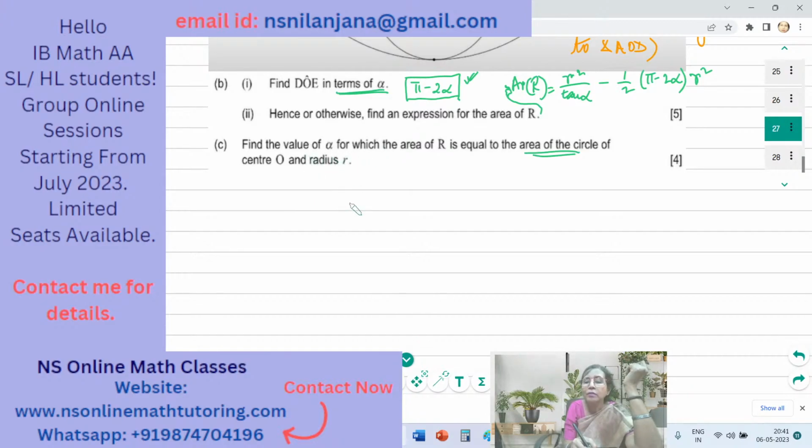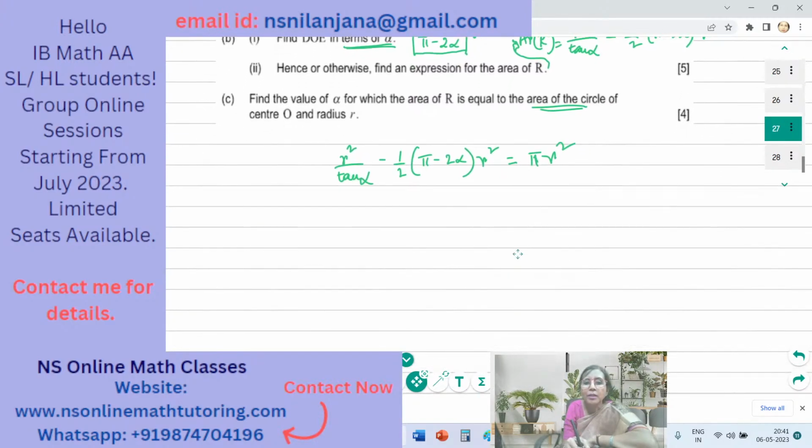So we may go for the graphing, but let us first of all, if possible, do some simplification. So the area is r square over tan alpha minus half pi minus 2 alpha r square is equal to area of the circle, pi r square. Okay? Because area of the circle formula is pi r square. You may consult the formula booklet.